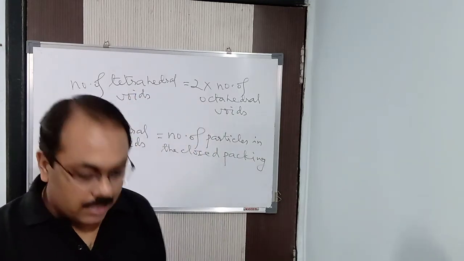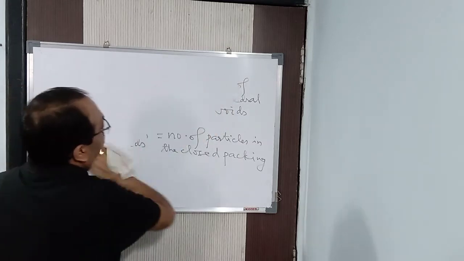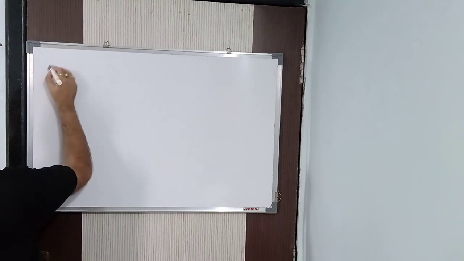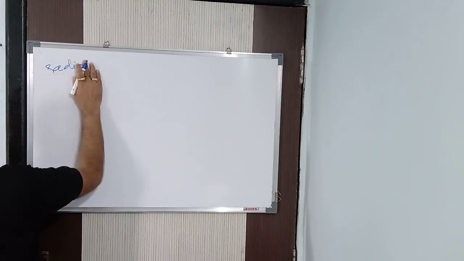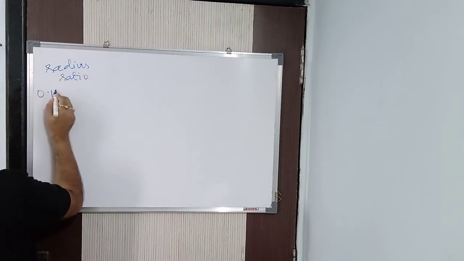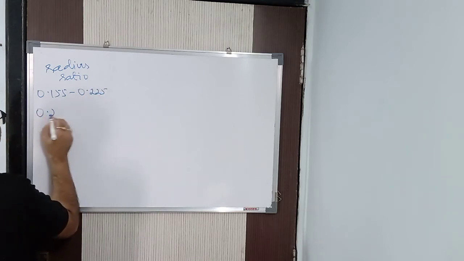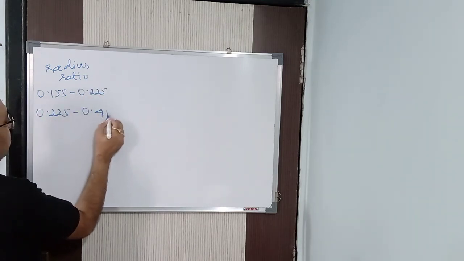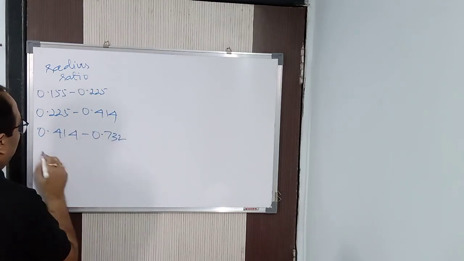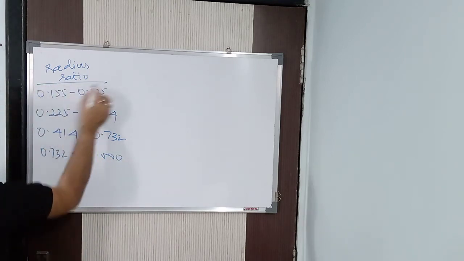Next, I will be giving you a chart, where you will have the radius ratio. This you have to learn. Radius ratio: 0.155 to 0.225, 0.225 to 0.414, 0.414 to 0.732, and 0.732 to 1. This is your radius ratio.